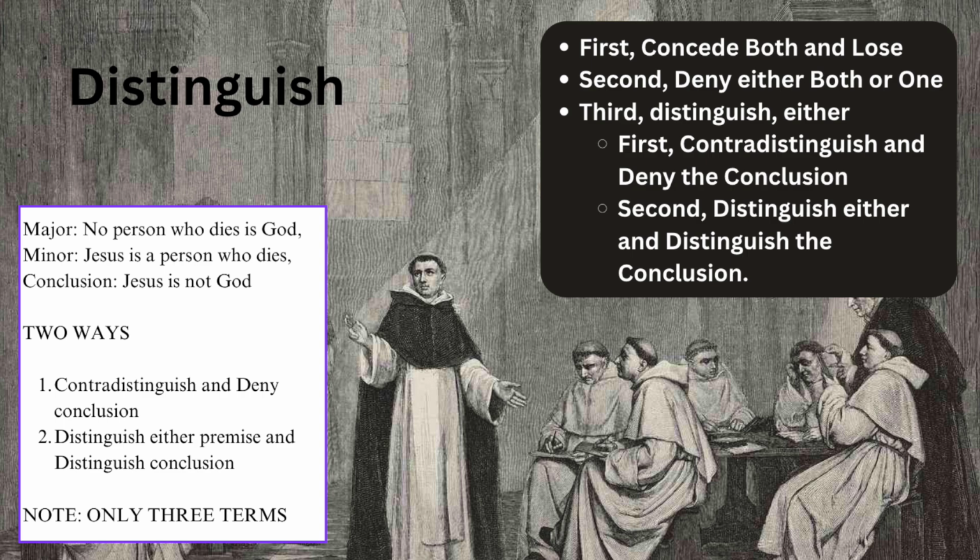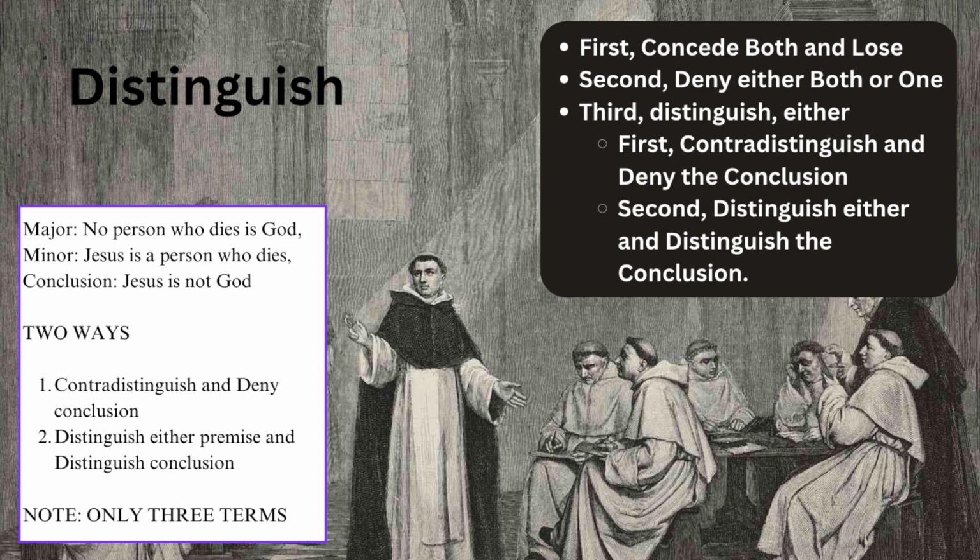The way to reply to this is by distinguishing the senses of the term in the major premise and then contradistinguishing the minor premise, showing that they are used in two different senses. All rational animals are men, I distinguish. All rational animals are men in the sense of human being, conceded. All rational animals are men in the sense of male, denied. Then we would treat the minor premise.